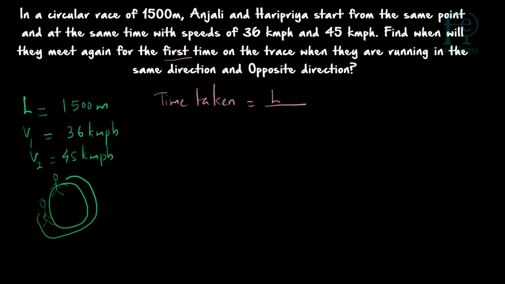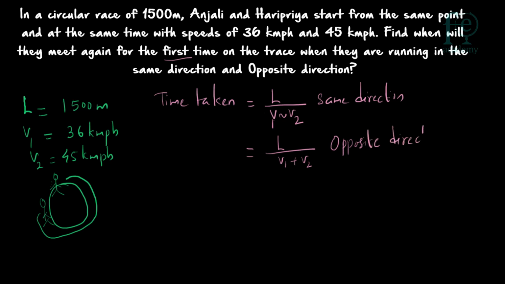So when they are running in the same direction, what will be the relative speed? V1 minus V2, or the difference between V1 and V2, whichever is the bigger quantity you have to write first. So the difference between V1 and V2 when they are running in the same direction. And what about opposite direction? For opposite direction, the same formula will become L divided by V1 plus V2. The relative speed will be the sum of the speeds of the two runners.